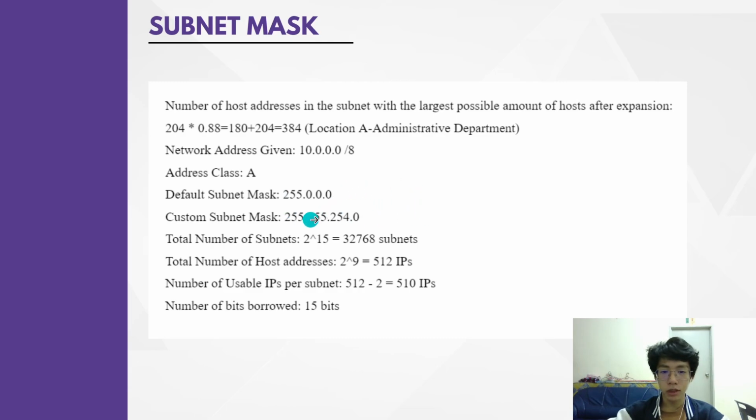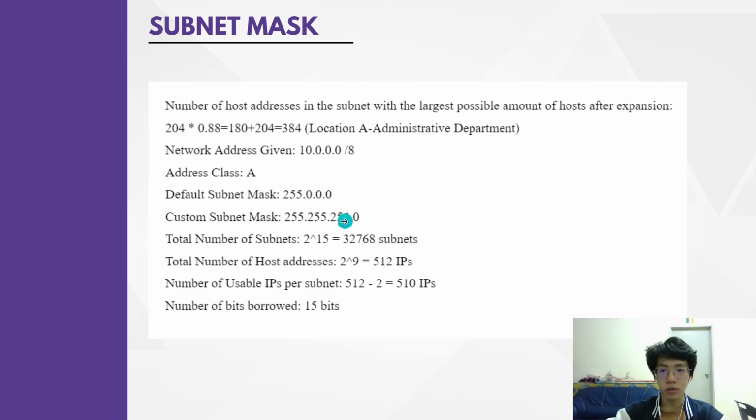Thus, the custom subnet mask will be 255.255.254.0 with the prefix of 23. With the IP being a Class A network, the default subnet mask will be 255.0.0.0, which is of the prefix length of 8. By taking 23 host bits and then minusing the default 8 bits, we will get a number of 15 bits. This is the number of bits that we have borrowed and the number of bits that will become the subnets.